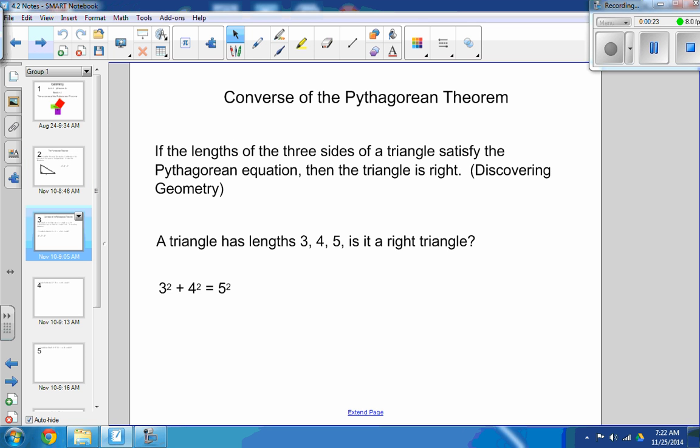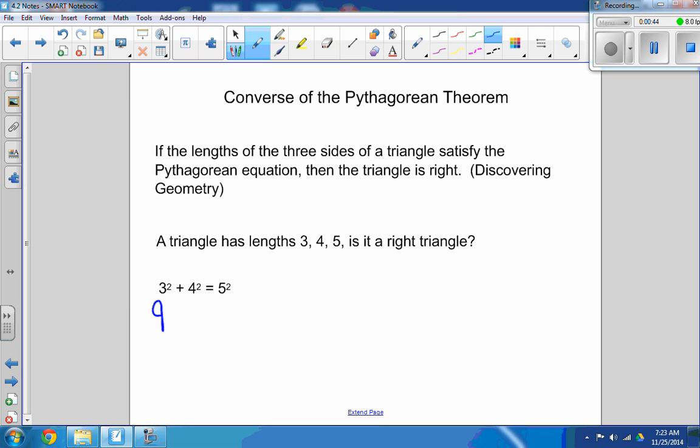The converse of the Pythagorean theorem: if the lengths of three sides of a triangle satisfy the Pythagorean theorem, then the triangle is right. So, looking at this one, the triangle has lengths 3, 4, 5. Is it a right triangle? So does 3 squared plus 4 squared equal 5 squared? So 3 squared is 9, 4 squared is 16. Does that equal 25, which is 5 squared? It does. So this is a right triangle.